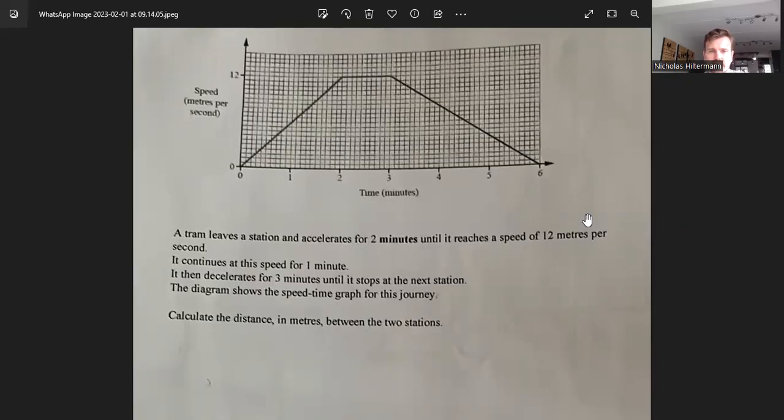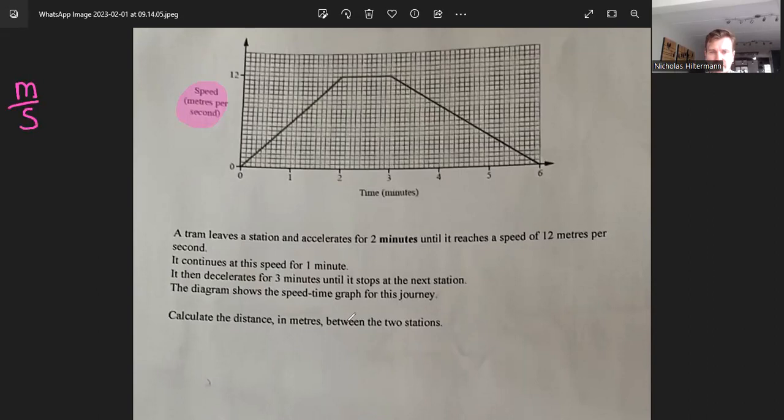Okay, so let's look at this GCSE Maths question where they've given us a graph of a journey. The first thing I'd like to note is that the y-axis says the speed in meters per second. So I want to make note of the units, meters per second.